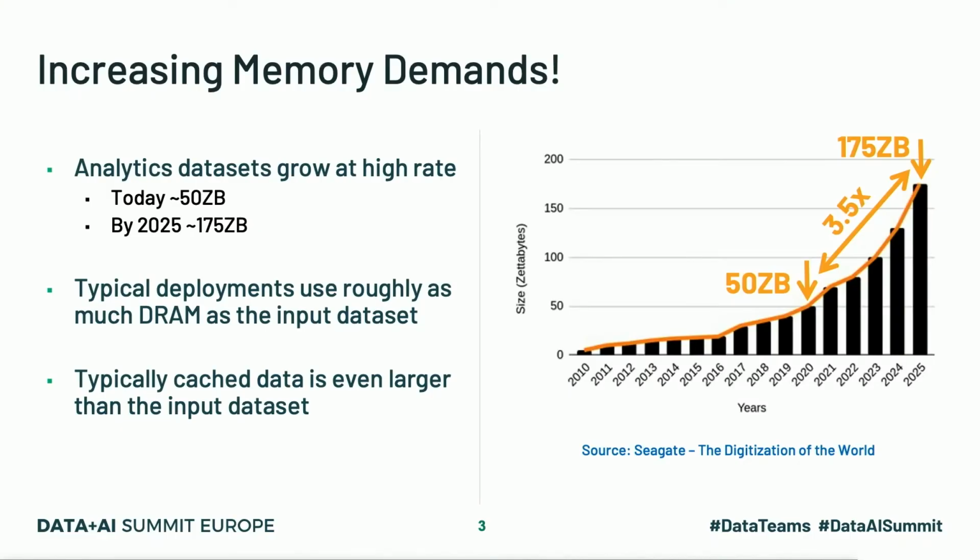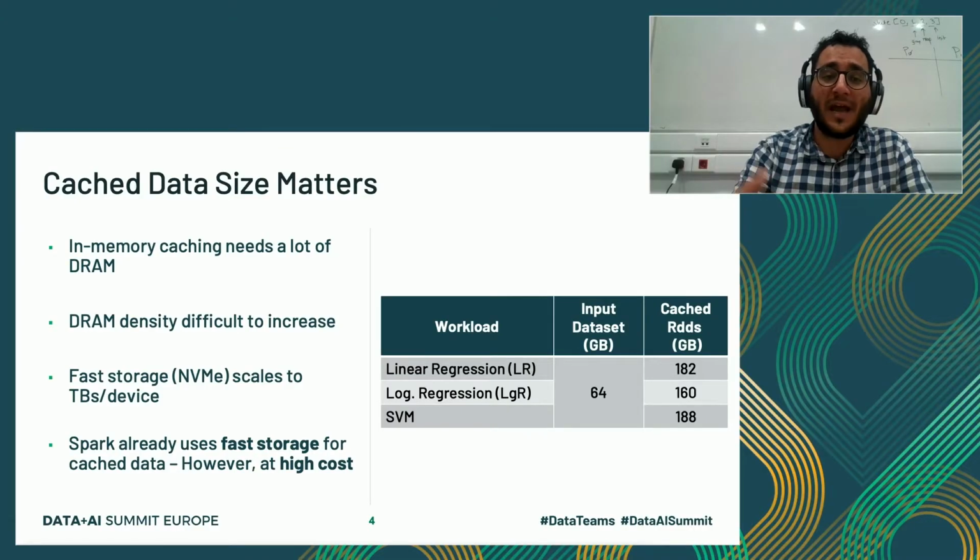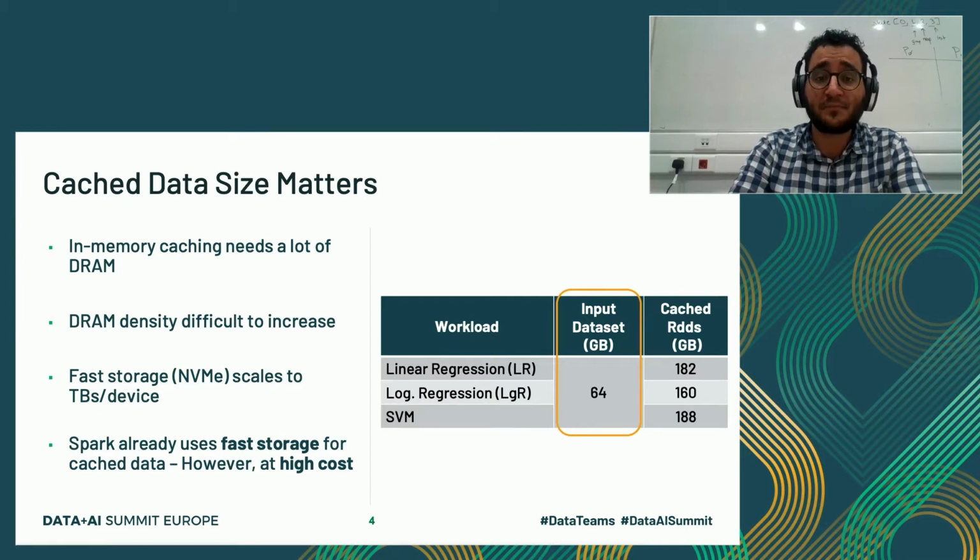But typically, the cache data is even larger than the input dataset. In order to estimate how much higher the cache data is compared to the input dataset, we ran some experiments using three well-known machine learning workloads in Spark: linear regression, logistic regression, and SVM, with a small dataset, which is 64 gigabytes. As we can see from the table, the cached RDDs are 3 times larger than the input dataset.